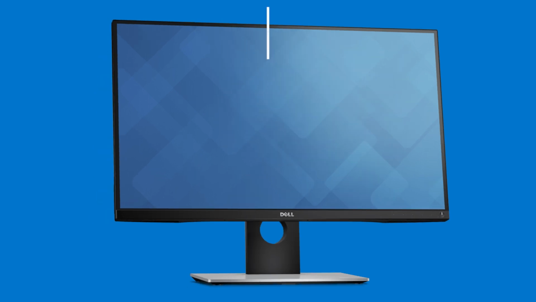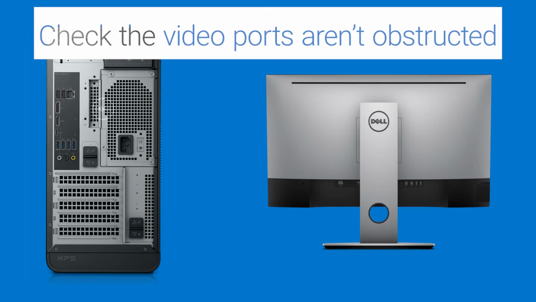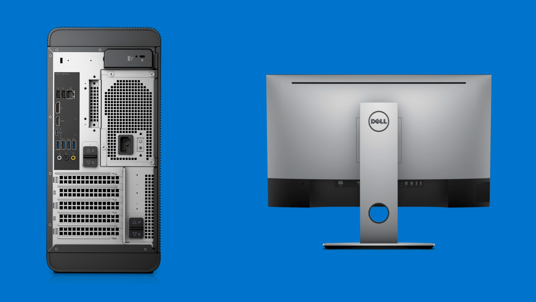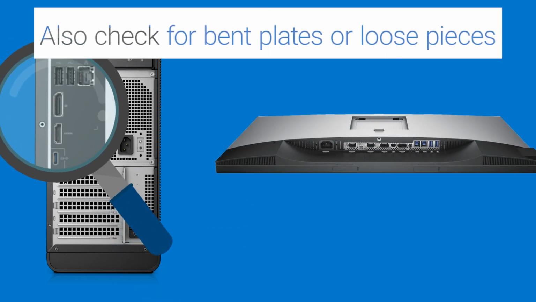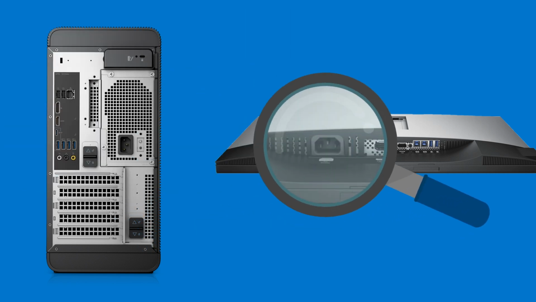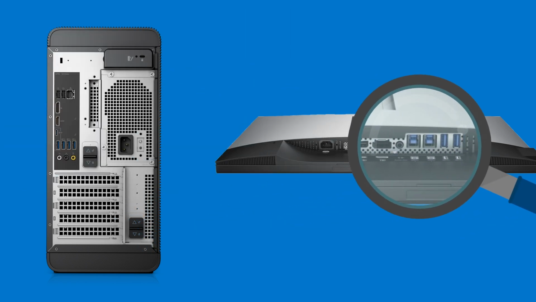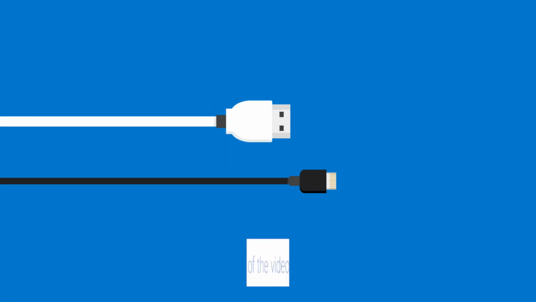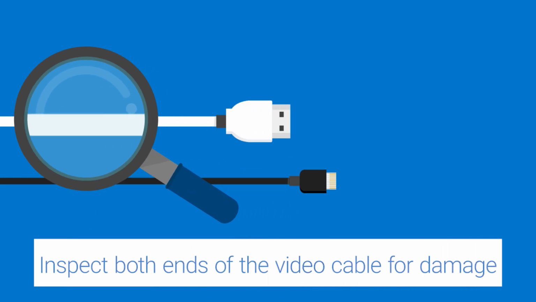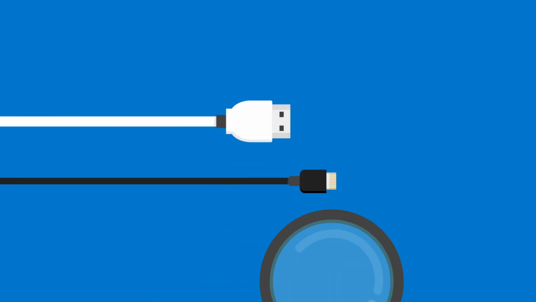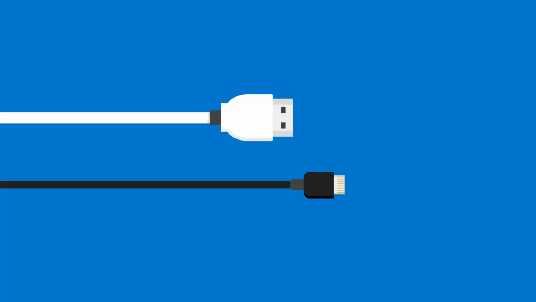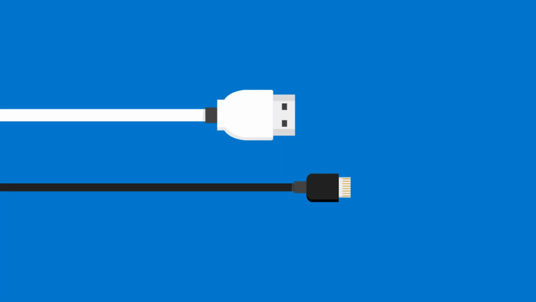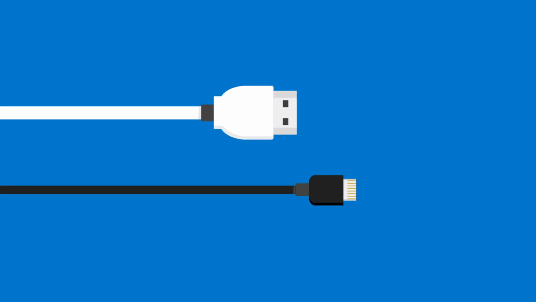To check for external monitor damage, make sure the video ports are not obstructed by anything. Also check for bent plates or loose pieces. Inspect both ends of the video cable. If you detect any physical damage on your external display, please let us know. If everything looks all right with the monitor, let's move on to the next step.